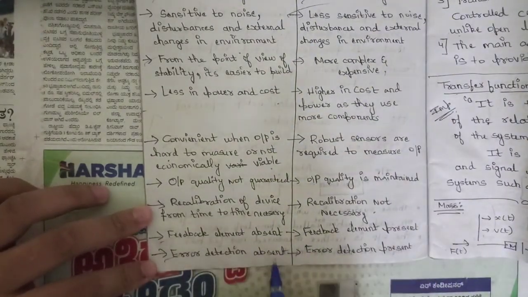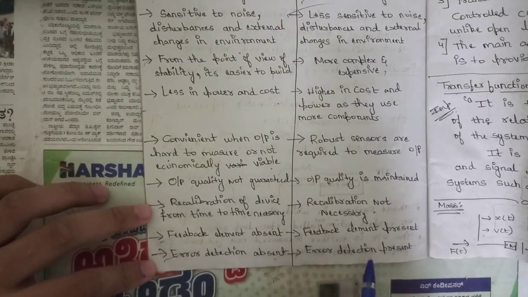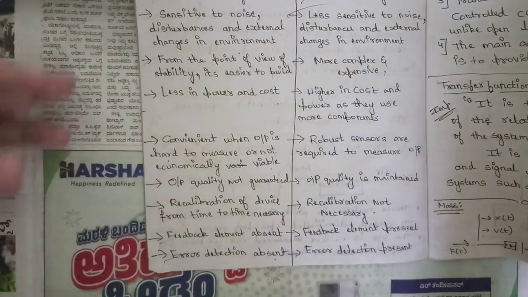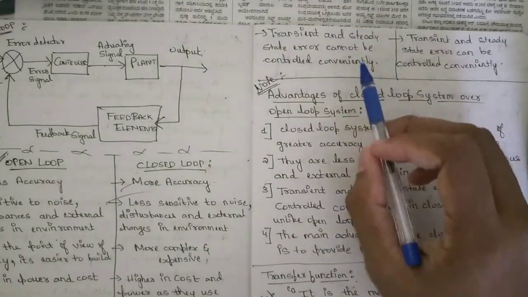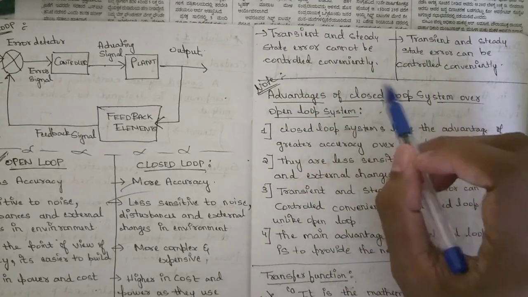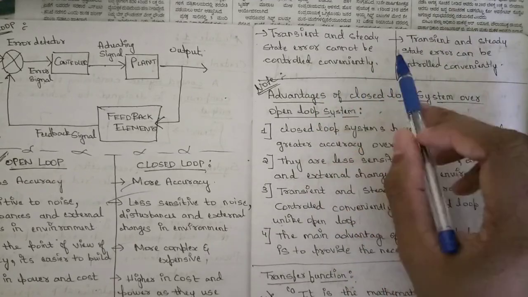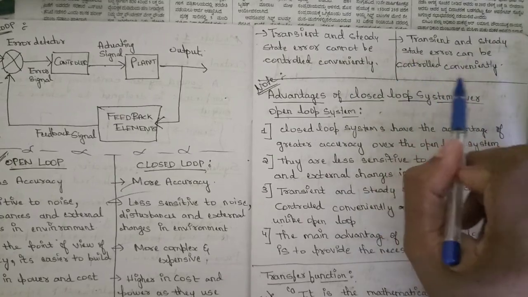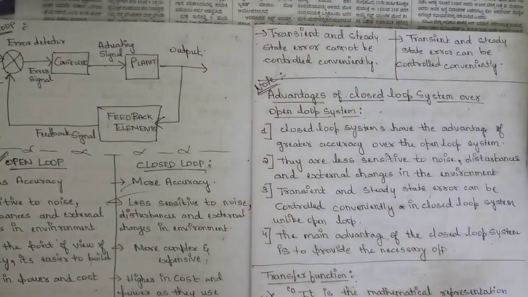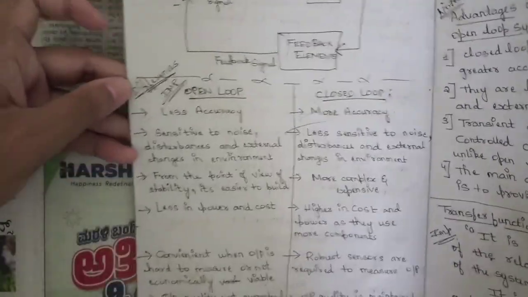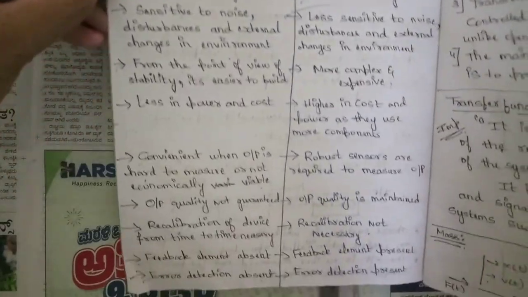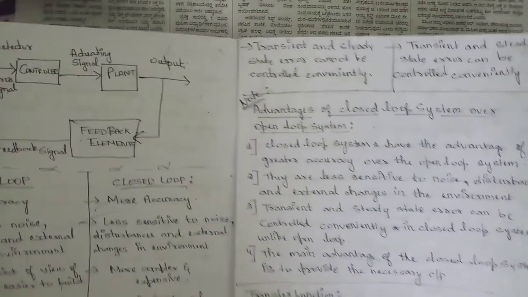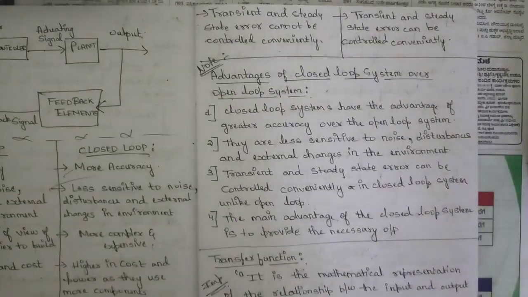The error detection is absent in case of open loop, and error detection is present in case of closed loop control system. Transient and steady state error cannot be controlled conveniently in open loop control system, and transient and steady state error can be controlled conveniently in closed loop control system. So these are a few of the main differences between open loop and closed loop control system. You can note it down, this is very important.